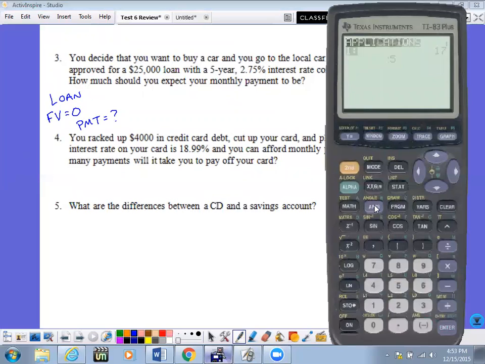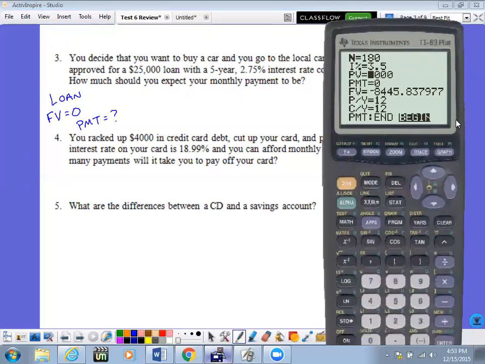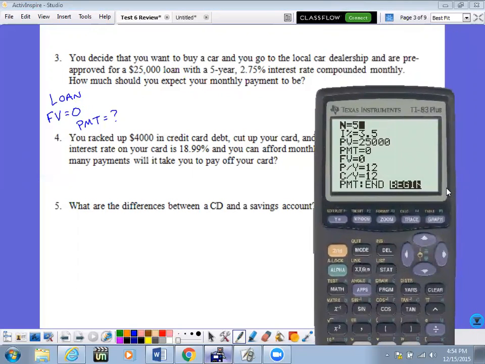So I've got to use this. I go to my apps, my TVM solver, and let's start from the beginning. It says we're pre-approved for a $25,000 loan. A lot of people were asking whether this is future value or present value. Well, if we know it's a loan, our future value has to be 0, so that eliminates that. Then we have a present value, or principal value, of $25,000. It's a 5-year loan, and we're having monthly payments.